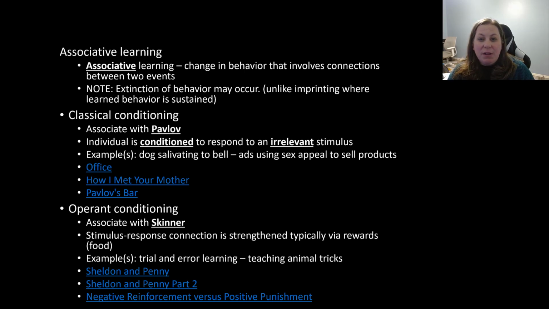Advertising uses sex appeal to sell products. When that doesn't even matter to the actual product, they'll use it to try to get you to buy it. Okay, so it's using the same kind of tactic.